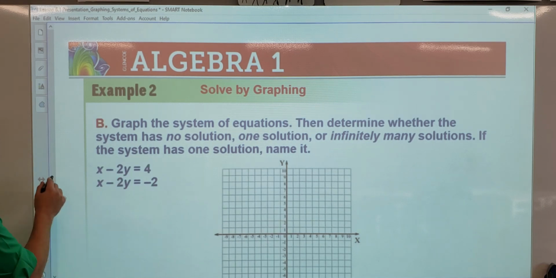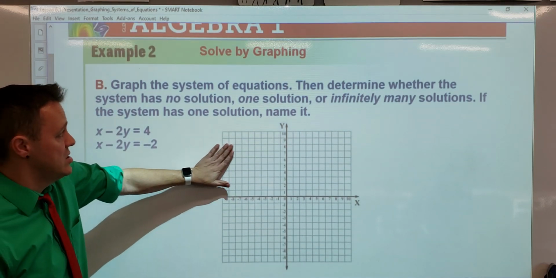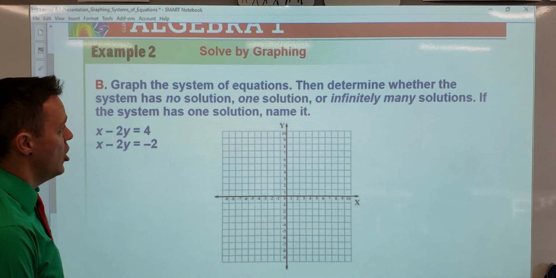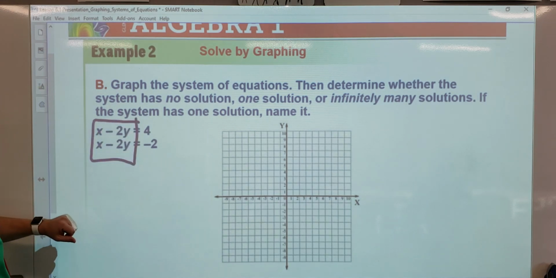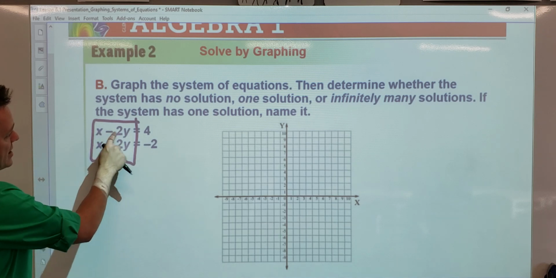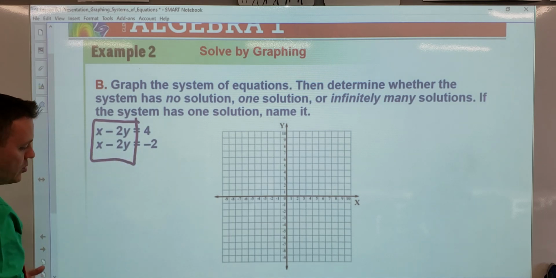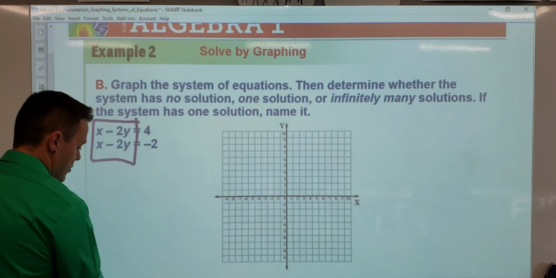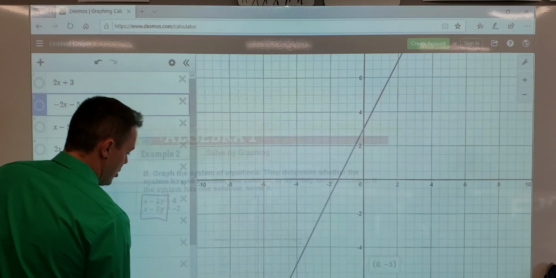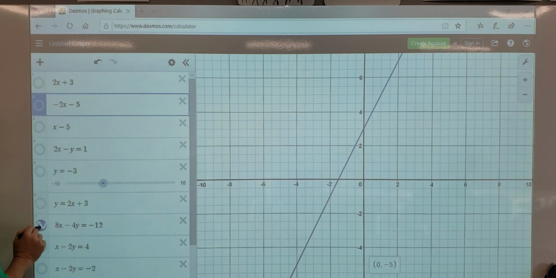The next one you'd want to do is graph a system of equations and determine whether it has no, one, or infinite solutions. Here's the other ones. When I look at this right away, I notice, ladies and gentlemen, that I got x minus 2y on both equations. So I'm thinking this might be parallel lines. I don't know for sure, so since you don't know for sure, you should graph it. Okay, here's the other graphs.